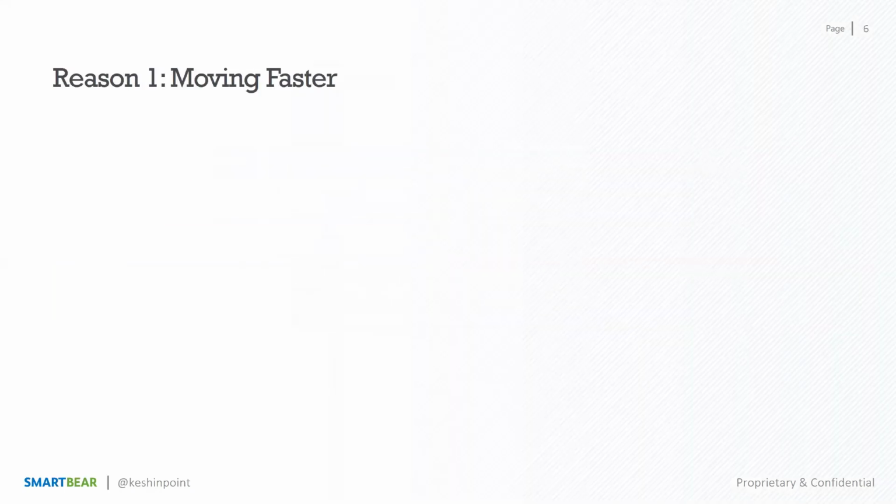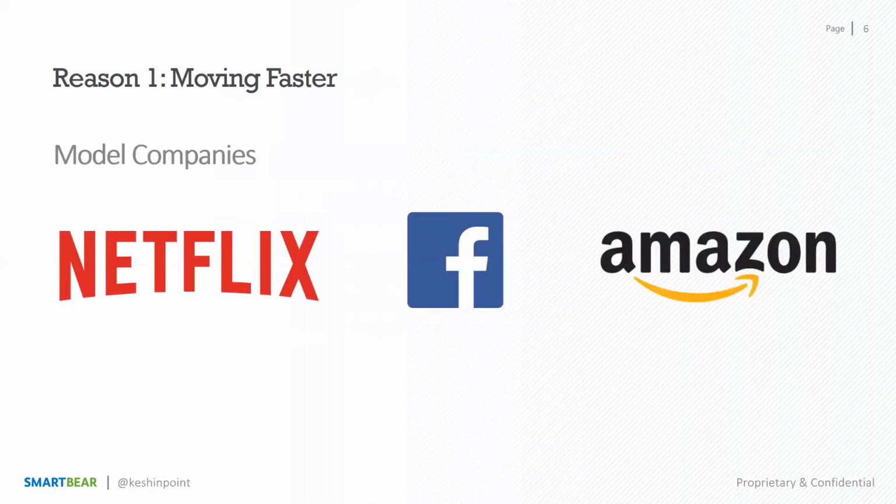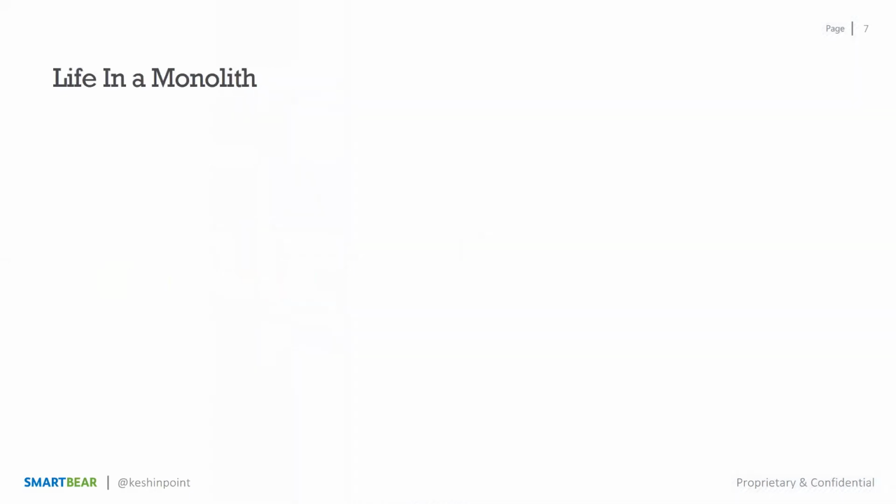Reason one is moving faster. Companies which have actually adopted the API first approach to move faster are Netflix, Facebook, Amazon, and these companies are gigantic companies. But one thing very common between them is, of course, their speed, but also how quickly they can move into different markets. To understand how this moving faster works, let's actually think about what it's like to be working in a monolith. And I'm sure a lot of people on this line are working on something similar, or they might have worked on something like this in the past, right?